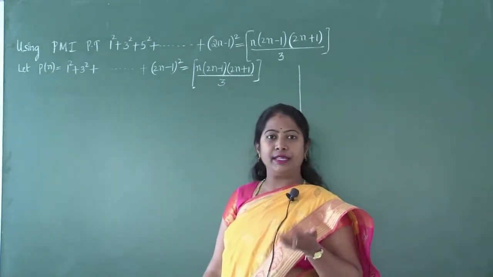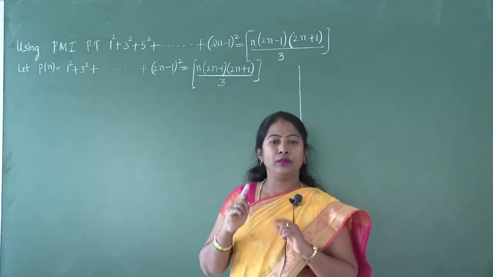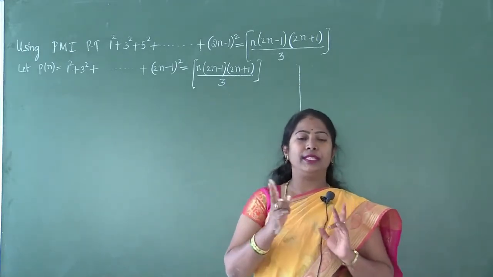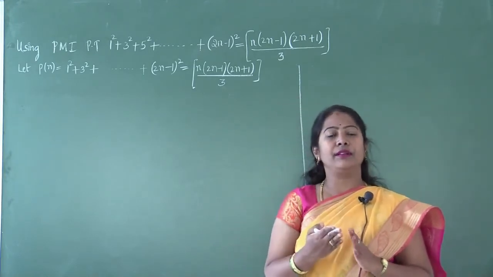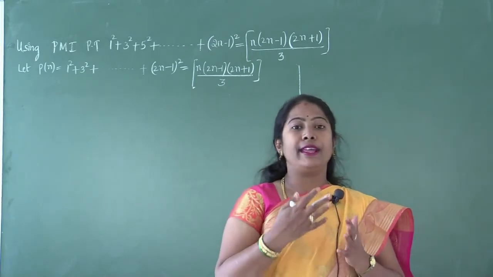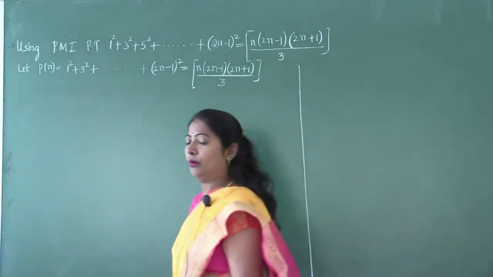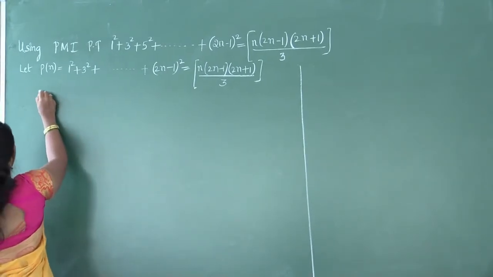So wherever there is n in the LHS and RHS, we are supposed to substitute the value of n is equal to 1 and check whether these both are equal. Once it is equal, we can come to a conclusion that the given statement is true for n is equal to 1. So, for n is equal to 1, we shall solve the next step.